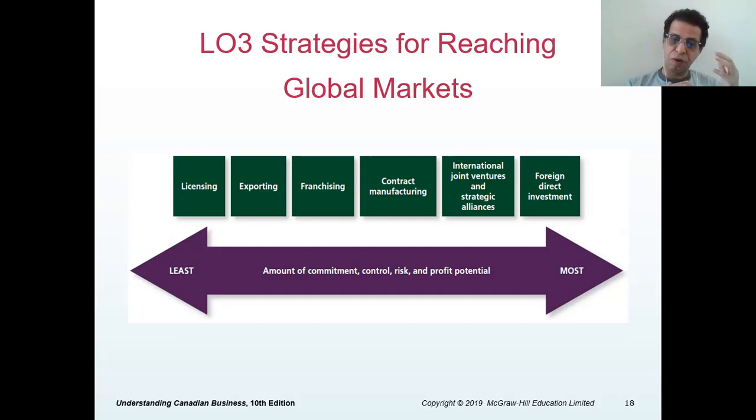From the least to the most, in terms of the amount of commitment, when it's licensing, there's not much commitment there. But with foreign direct investment, there's a huge amount of commitment because you're putting your money, expertise, and everything in. There is more control and higher profit potential.